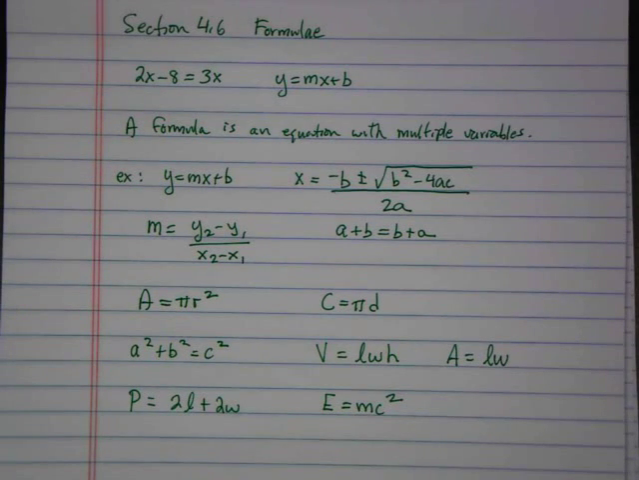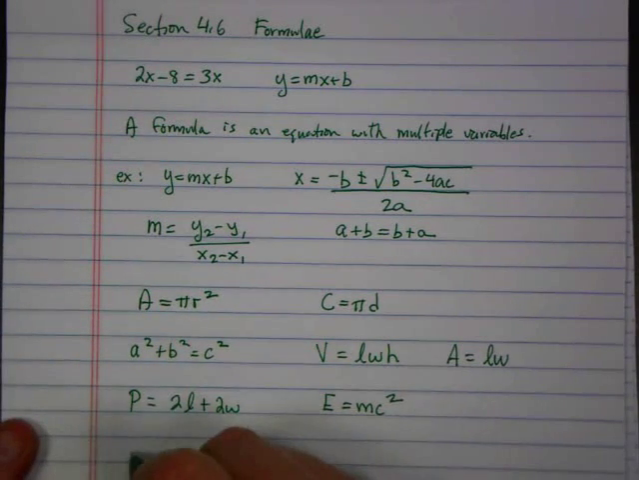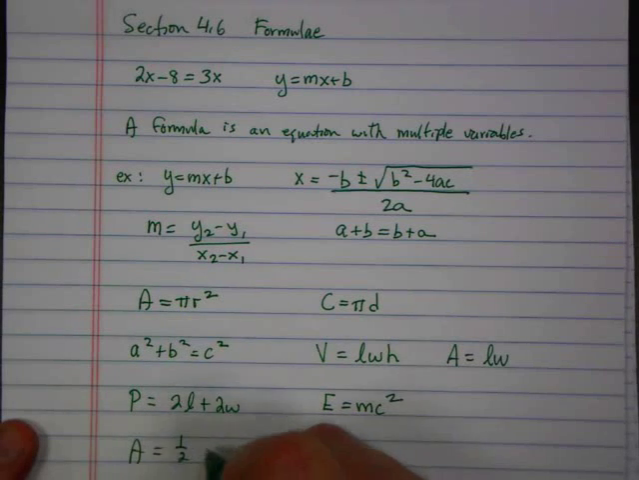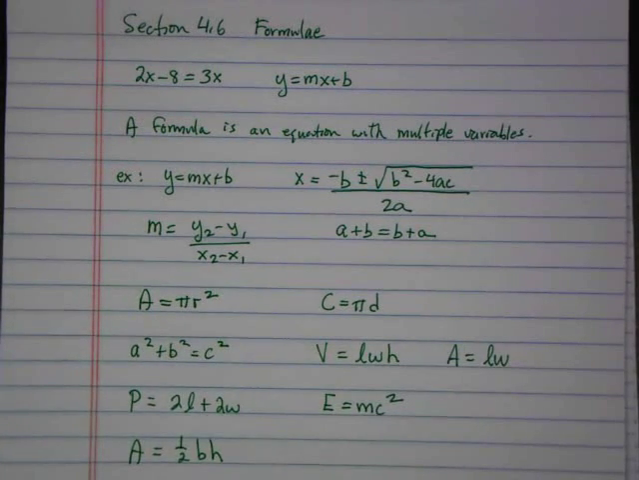Okay, so P equals 2 times length plus 2 times width. That's the perimeter for what? A rectangle. Perimeter of a rectangle. How about area of a triangle? Okay, so A equals 1/2 base times height is the formula for area of a triangle.